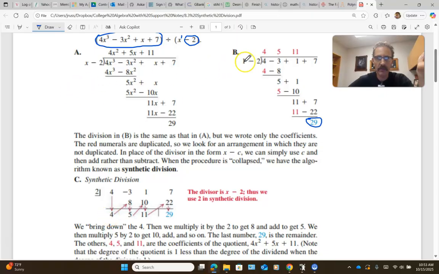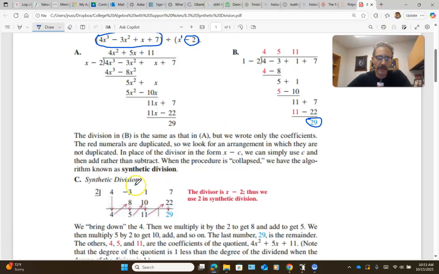Similar to what we were doing up here when we multiplied back through. 2 times 4 gives you 8. Negative 3 plus 8 is 5. 2 times 5 is 10. And 1 plus 10 is 11. 2 times 11 is 22, and 7 plus 22 is 29. Now look, 4, 5, and 11, aren't those the same numbers we got up here? And didn't we get the same remainder, 29? And then you go back and add in your x's.